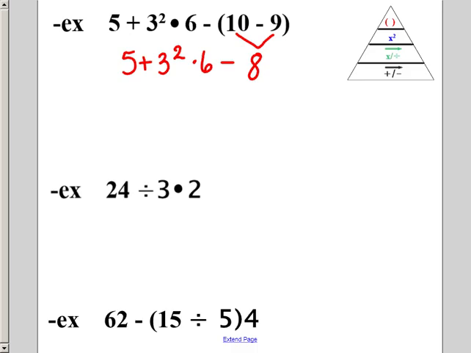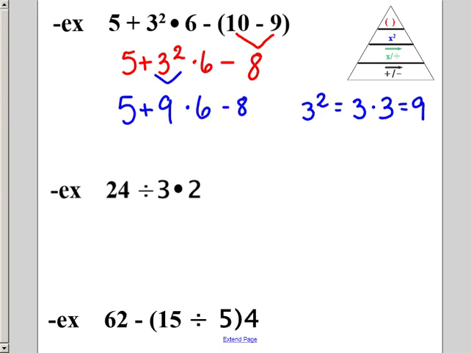So now, do I have any more grouping symbols? No. Do I have any exponents? Yes. I have the 3 to the second power. So that's what I'm going to do next. And if I need a little space over on the side to work, that's fine. 3 to the second power means 3 times 3, which is 9. So that's going to give me 9. And I rewrite 5 plus 9 times 6 minus 8.